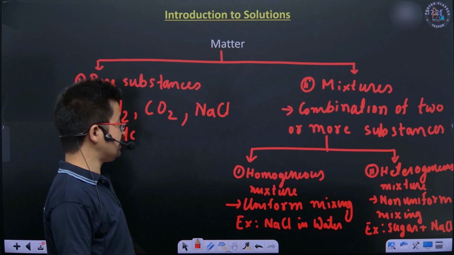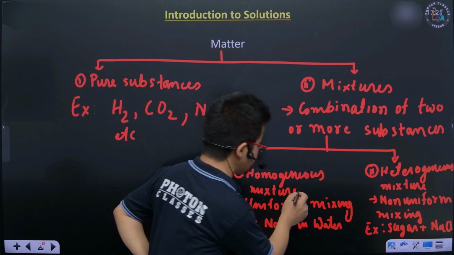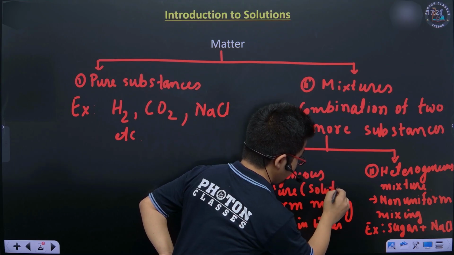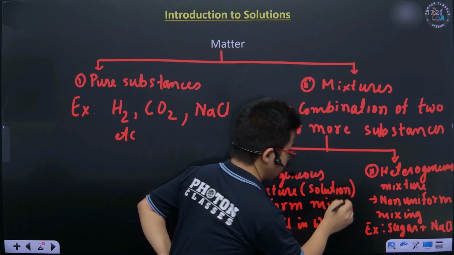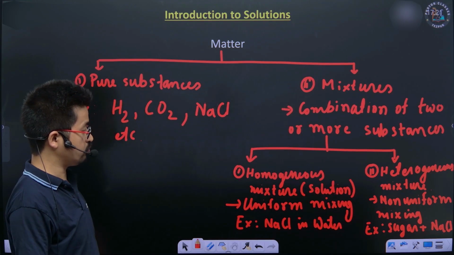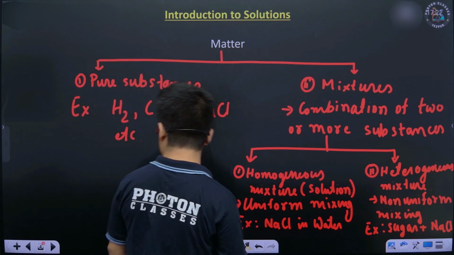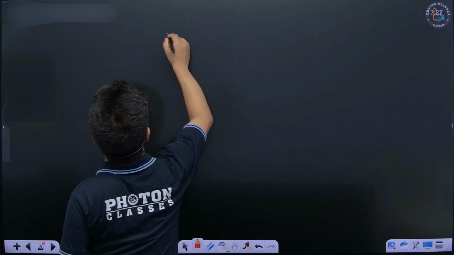A homogeneous mixture is also commonly called a solution. Is that clear? A homogeneous mixture of two or more substances is commonly called a solution. Okay, so now we know what a solution is. A solution is a homogeneous mixture of two or more substances.